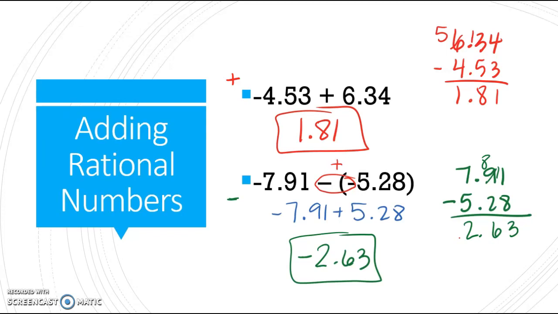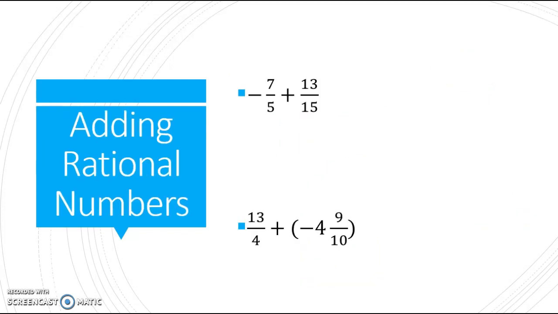So the last thing that we have to cover is adding rational numbers that are in fraction form. So we have to think about when we're adding fractions, same rules apply when they're positive, we need to have that common denominator. So when I look at -7/5 plus 13/15, and I look at 5 and 15, I'm going to actually keep the common denominator as 15. So I'm only really changing one of my fractions.